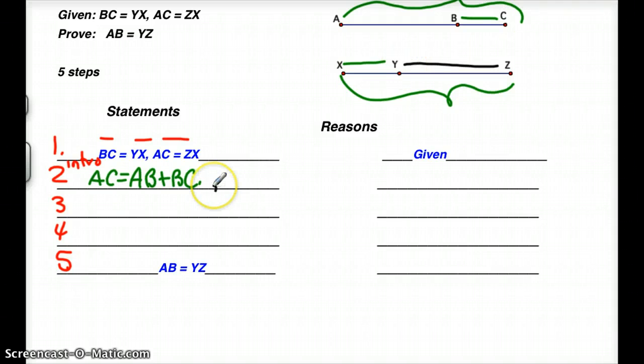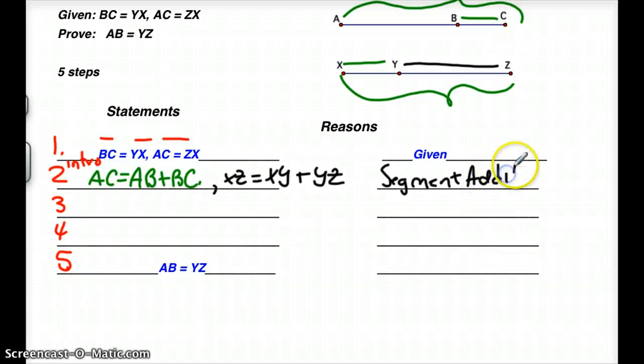So I'm going to go XZ equals XY plus YZ. And again, remember that I put those together on one line, and that was my segment addition postulate. All right, so now when I'm looking down at number 5, I'm saying to myself, okay, I need AB over here on the left, and I'm going to need to have YZ over here on the right. Here's YZ, and there's AB.